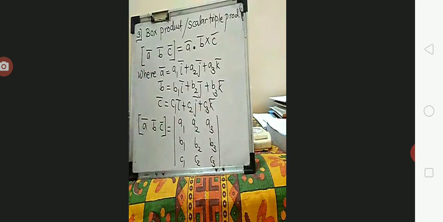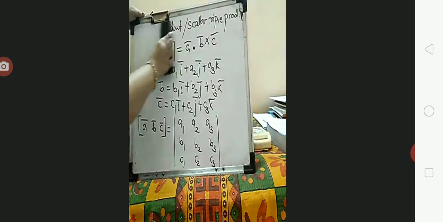Now we'll go for the next type of properties. Suppose a particle is moving along this curve. This is your particle. The particle P is moving along this curve. The curve is represented as R bar is given as, say, t square i bar plus 2t j bar plus e raised to t k bar. This is your R bar.